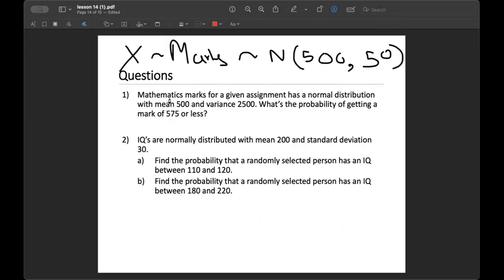According to the given question, mathematics marks for a given assignment have a normal distribution. Marks is X. I'm referring to marks as X. Now, marks follow a normal distribution with mean 500 and the standard deviation is 50. So now they are asking what is the probability of getting a mark of 575 or more.